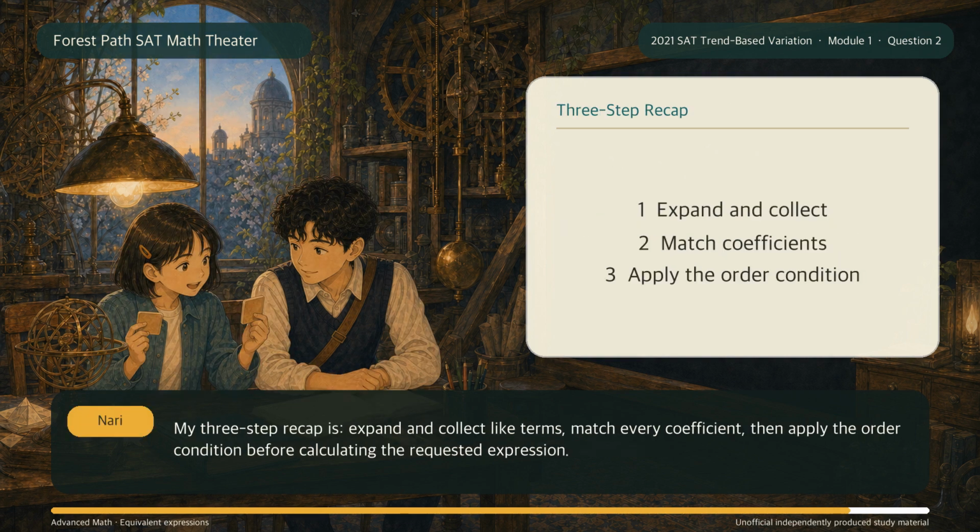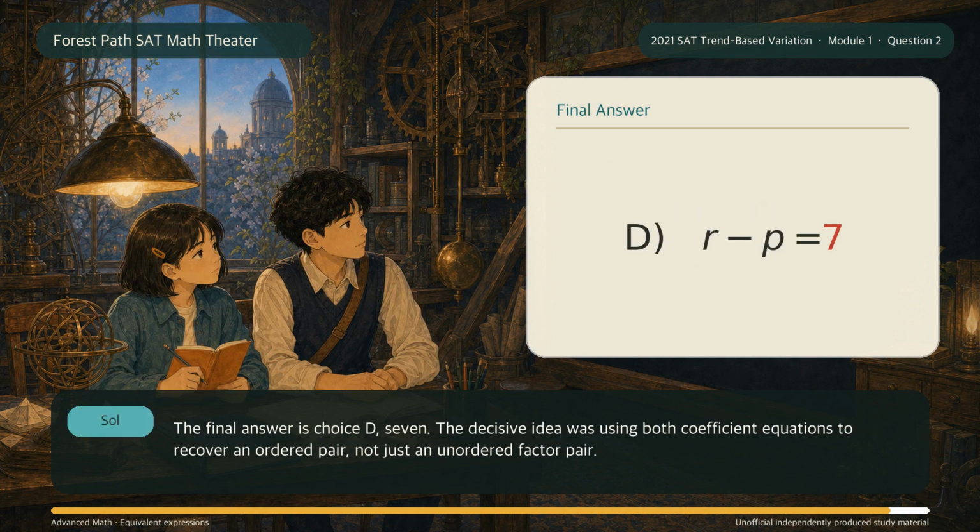My three-step recap is: expand and collect like terms, match every coefficient, then apply the order condition before calculating the requested expression. The final answer is choice D, 7. The decisive idea was using both coefficient equations to recover an ordered pair, not just an unordered factor pair.